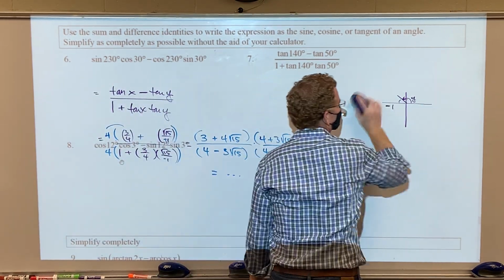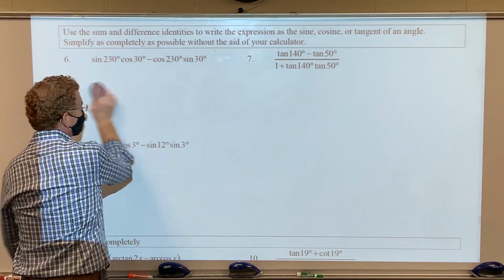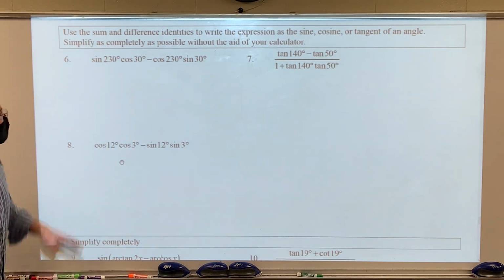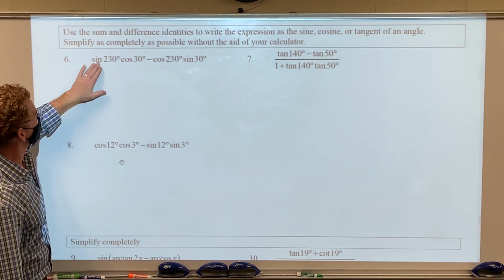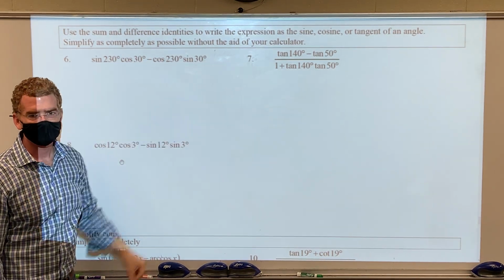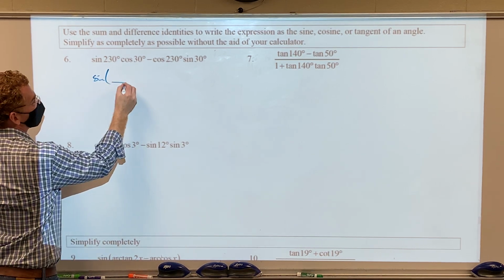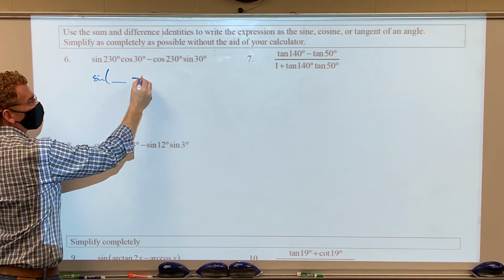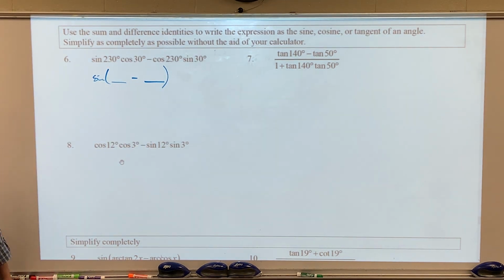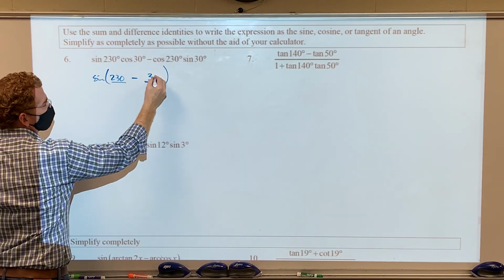Now look at number 6. Do you recognize that identity? And again, you very well may not recognize anything because you haven't studied them. This is why you have to know them. Do you recognize that? Sine blah, cosine blah, minus cosine blah, sine blah. That's the sine of what? Sine of the alpha, same sign, beta identity. And what is the alpha in this case? 230, and the beta is the 30.